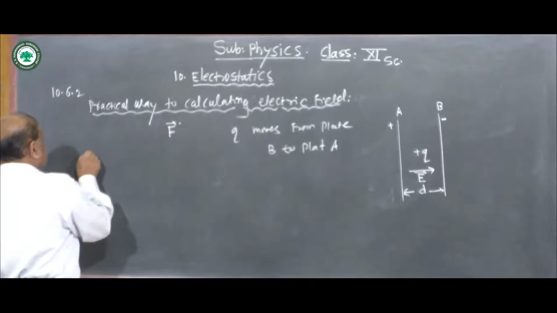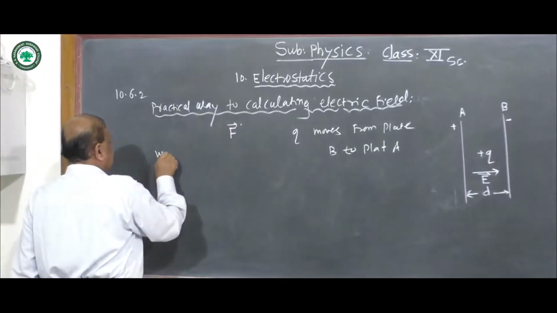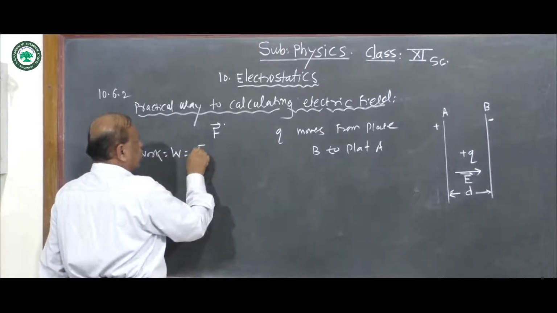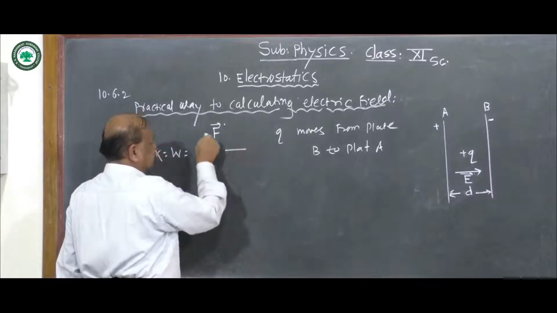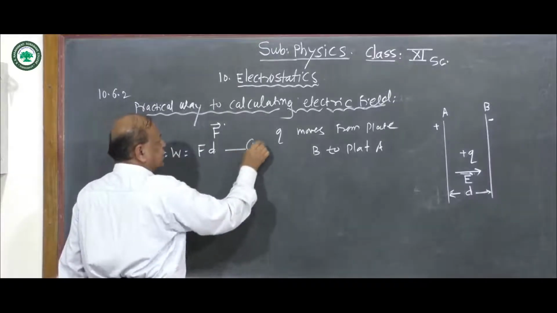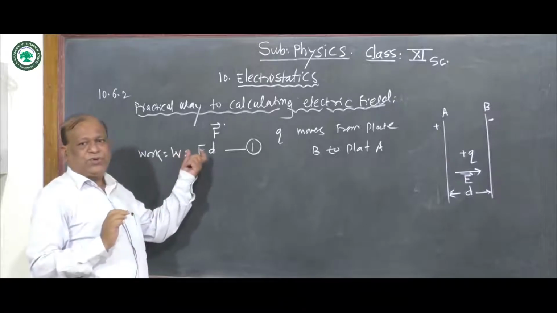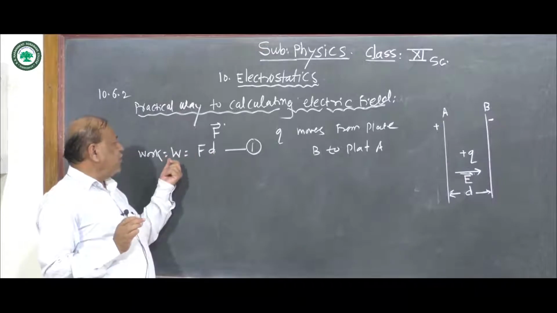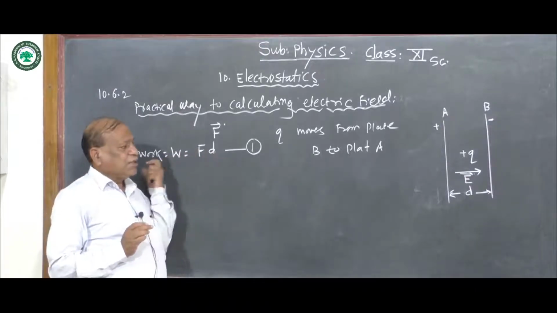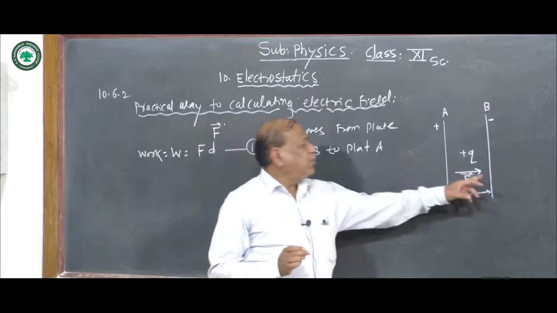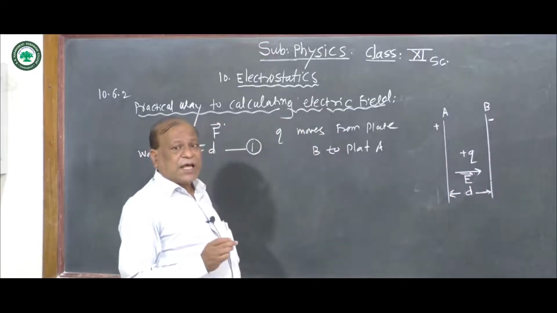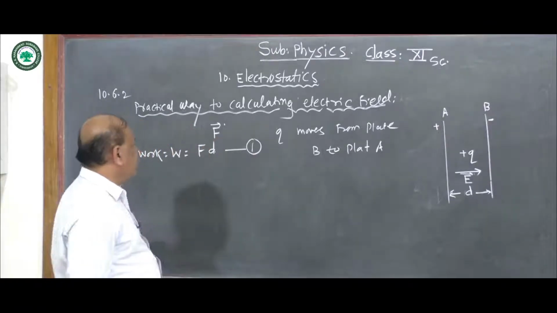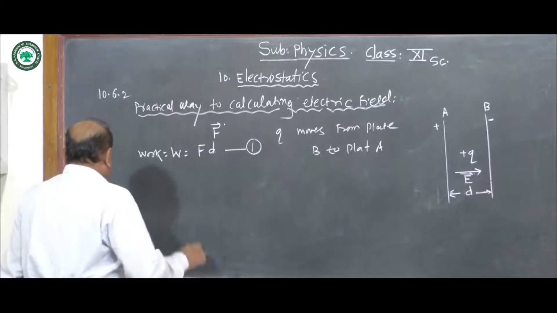That work W is equal to force into d. Consider only magnitude here. This is equation 1. F into d, F into s, force into displacement. According to that definition, we find the work when that charge moves against the direction of that electrostatic force.